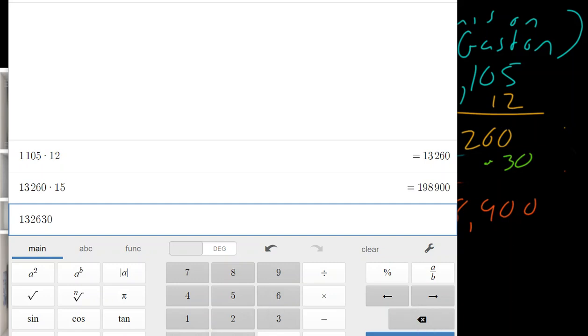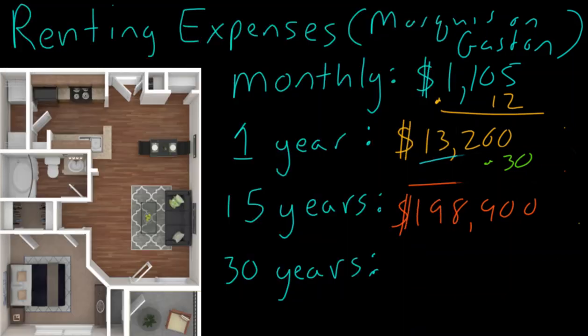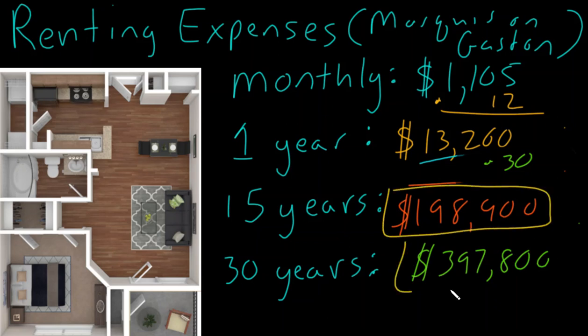13,260 times 30. Oh, sorry guys, I'm having some connection issues here. 13,260 times 30. And over the 30-year period for this one apartment, you would wind up spending $397,800. Now, we want to take this 15-year price and this 30-year price, and we want to kind of hold these in our mind when we're talking about the price of a home loan over 15 years and 30 years.